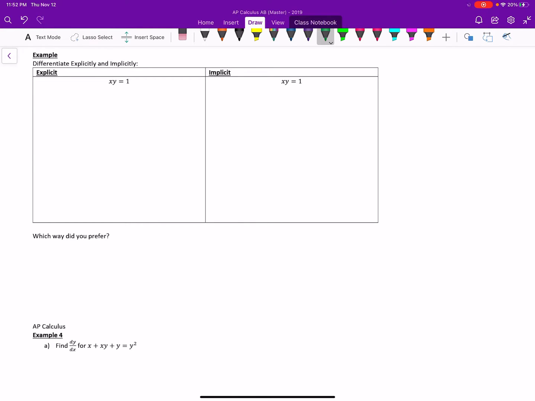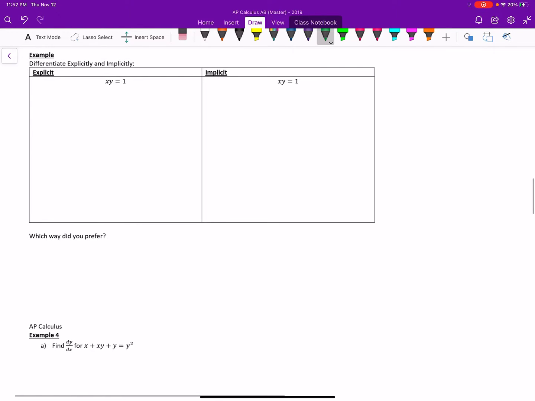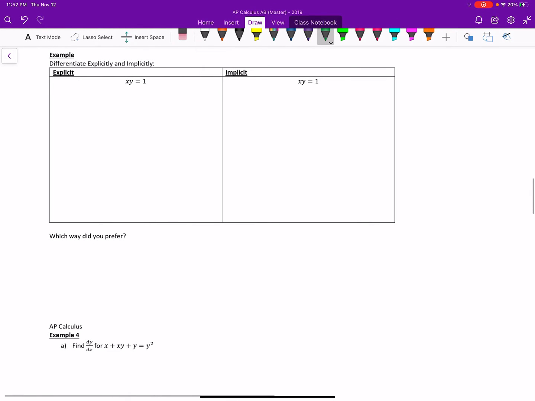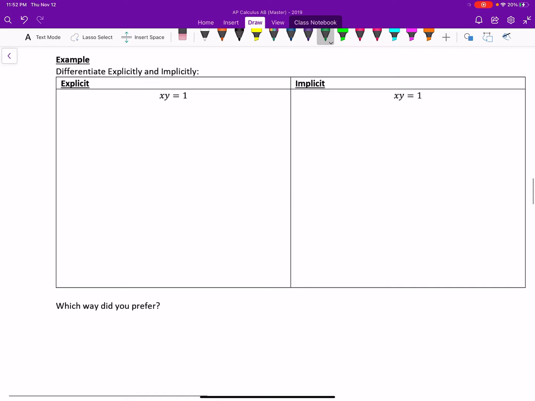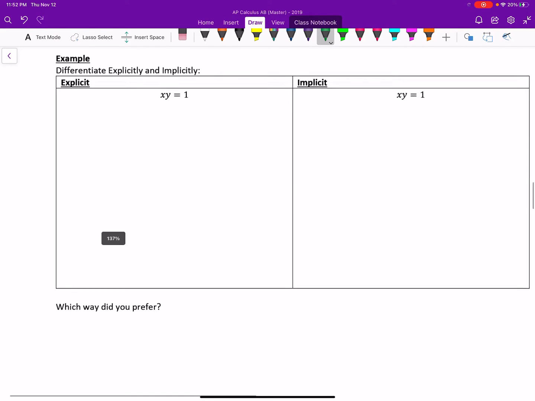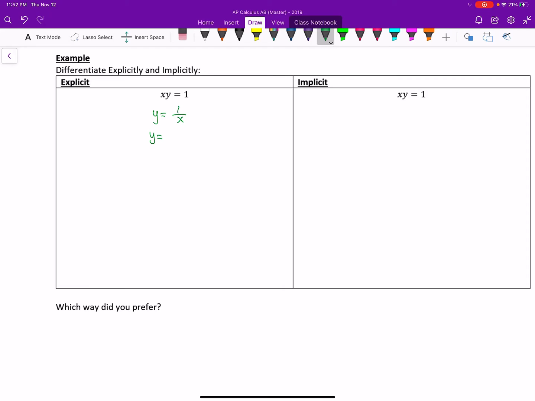Let's look at a simple example. I'm picking one where we could do it both explicitly and implicitly and show that you get the same thing. If I was going to do it explicitly, it means you solve for y first. So that's 1 over x, or I could rewrite it as y is equal to x to the negative 1. And then I would take the derivative with respect to x.